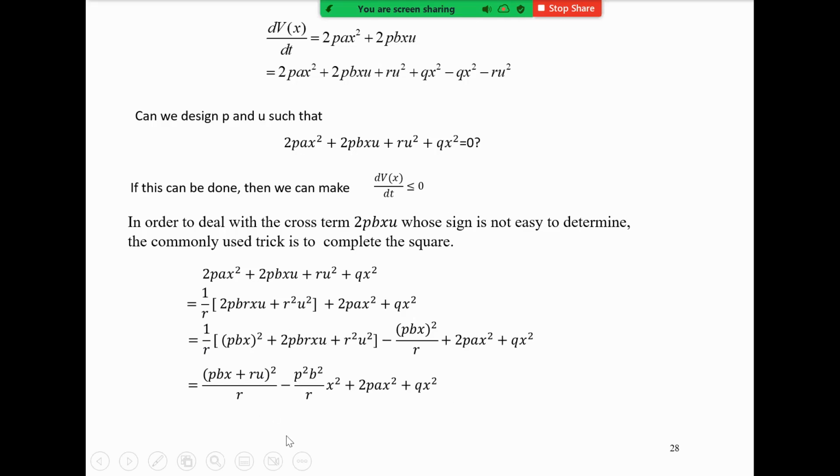Now you can look at this expression. Every term is in terms of square of something, right? That's what we mean by complete the square. We want to put it into a form of square of something, not something times x times u. That's not what we want, right? This is what we call complete the square. Okay, any questions?